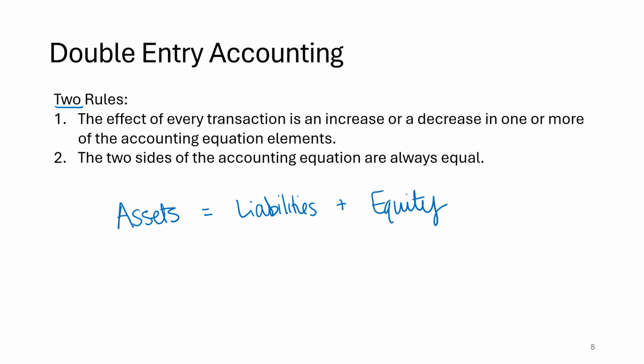So when we're looking at the accounting equation, we can take those two rules and apply them here. So the first rule is the effect of every transaction is an increase or a decrease in one or more of the accounting equation elements. So for instance, if assets increase, then something else on the other side will have to increase. The two sides, and this is the second rule, the two sides of the accounting equation are always equal.